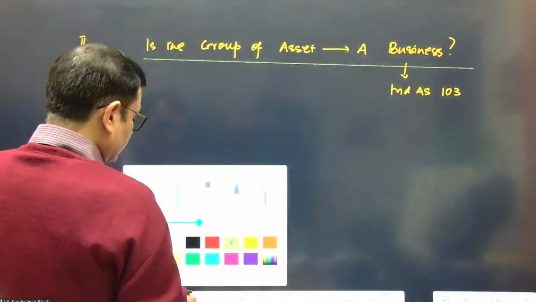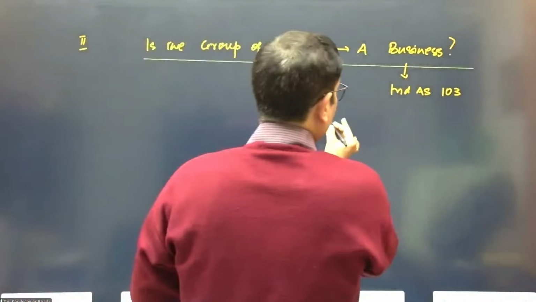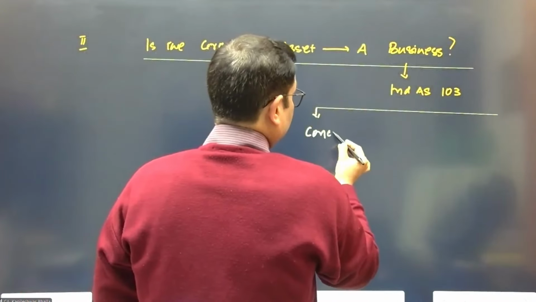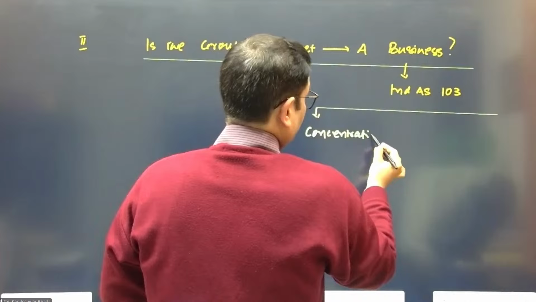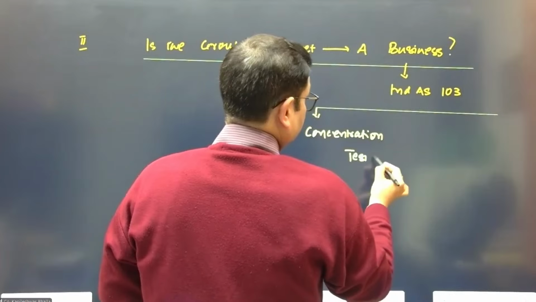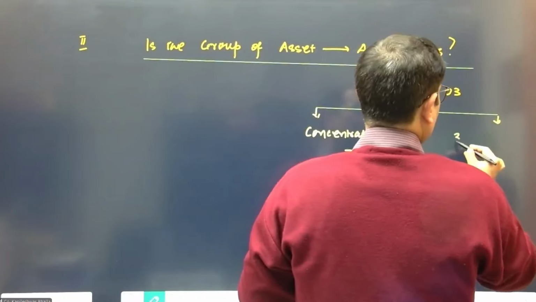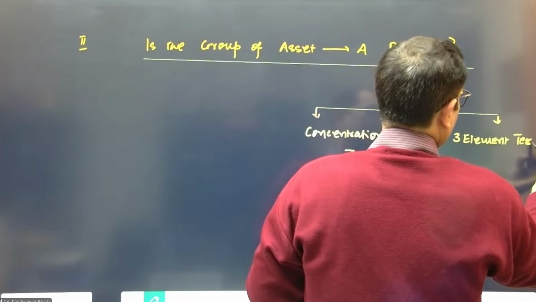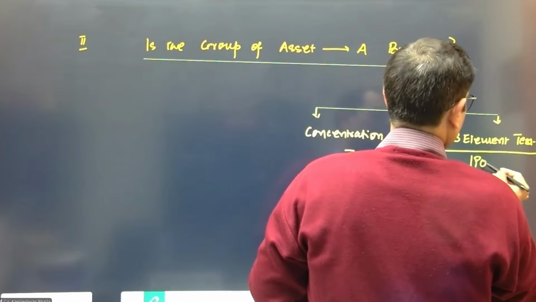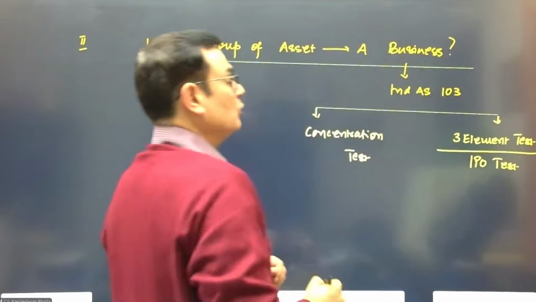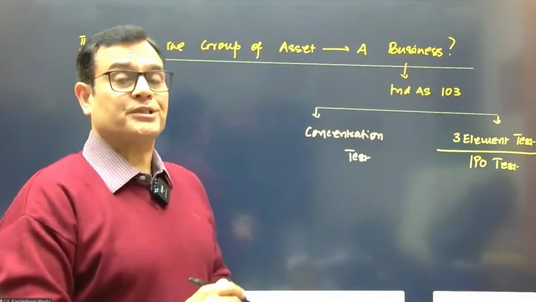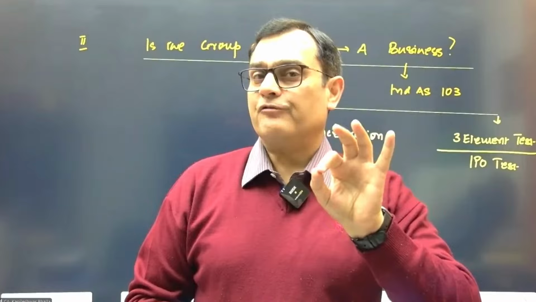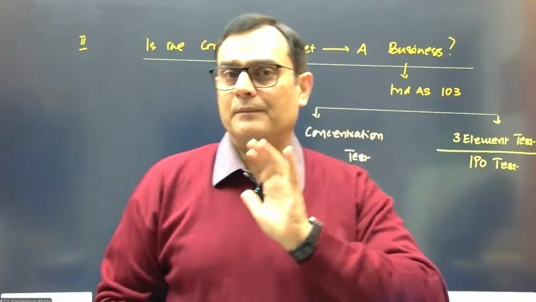And in terms of Ind AS 103, you know that there are two kinds of tests. The first one is what is called a concentration test. And the other one is what is called the 3-element test, or you can also call it an IPO test. And the three letters IPO stand for input, process, and output. Now, let's just connect some dots. What is the treatment with reference to the concentration test and the IPO test?